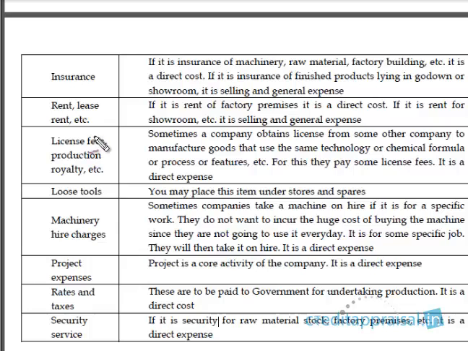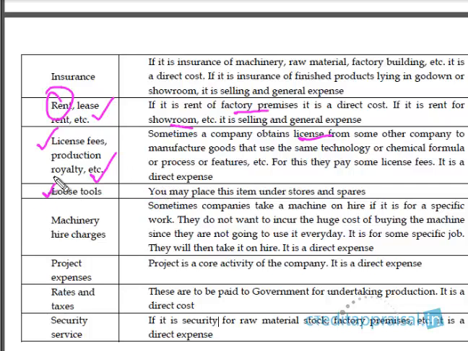Rent, lease rent, if it is for factory premises, it will be a direct expense. If it's a showroom rent, it will obviously be an indirect expense. If you are not given any information, just rent, place it under direct expense. License fee, production royalty, right? Sometimes a company obtains a license from another company to manufacture goods, because the main company will be holding the license. So this company has obtained a license to manufacture this good. To start the production itself, it has to pay the license fee. So this is a direct expense.